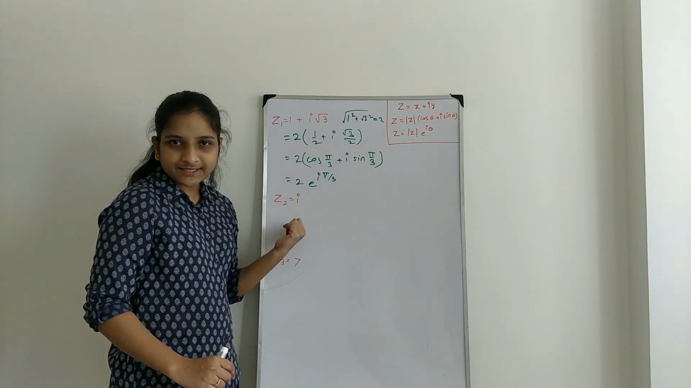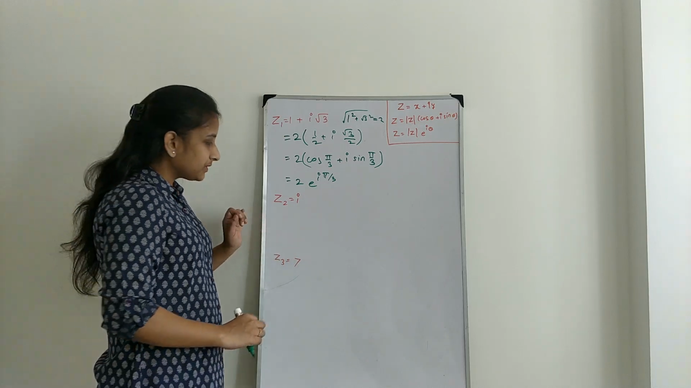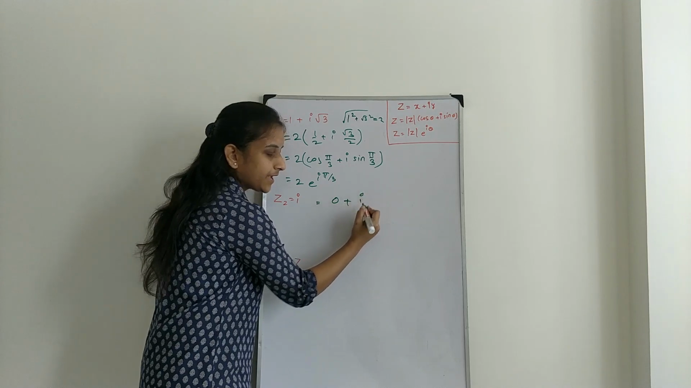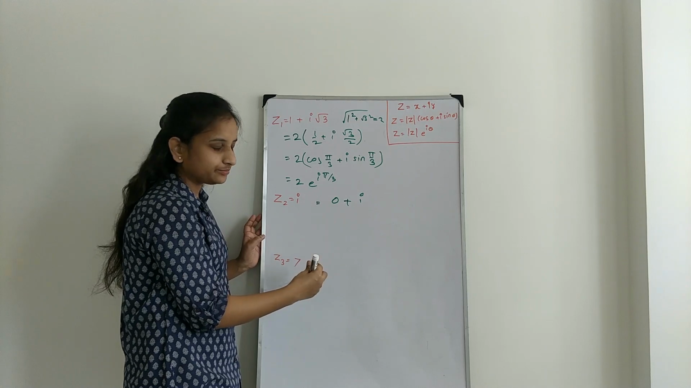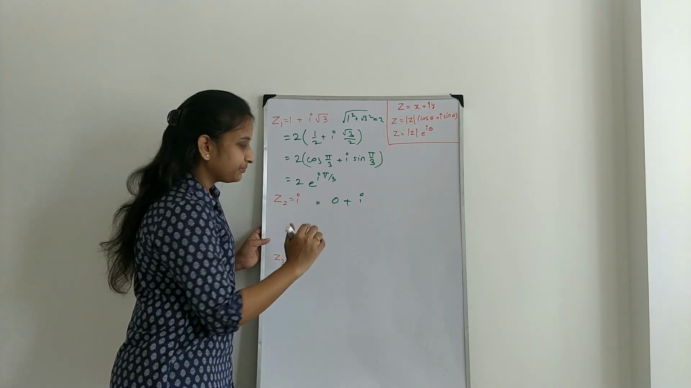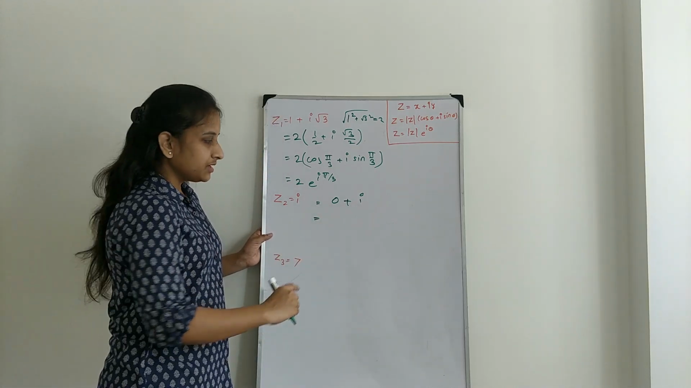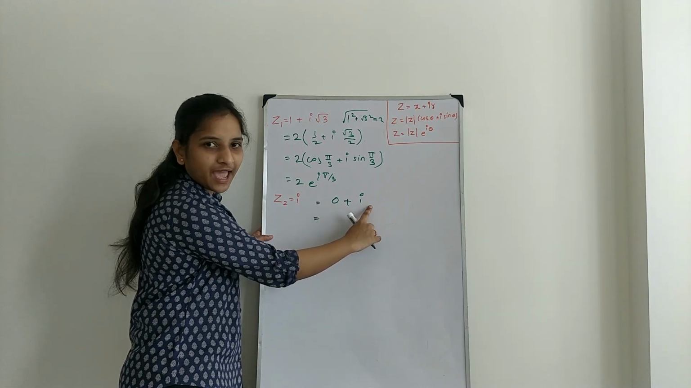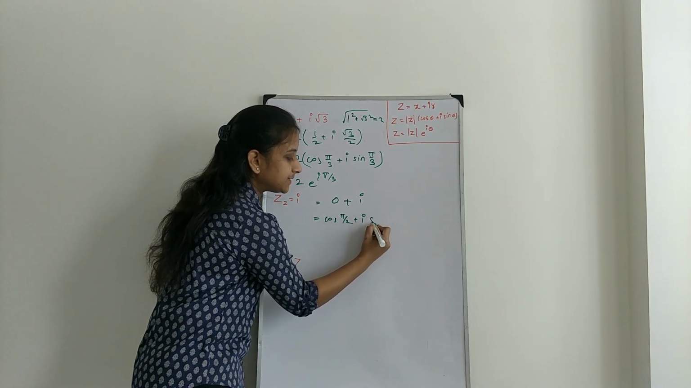Now let's look at this. z2 is equal to i, just i, a purely imaginary number. So I am writing this as 0 plus i. Here the modulus is 1, so there is no point in multiplying and dividing by 1. Now I am converting this into the cos and sine functions. So 0 I am writing as cos 90 and 1 as sine 90. Cos pi by 2 plus i sine pi by 2.